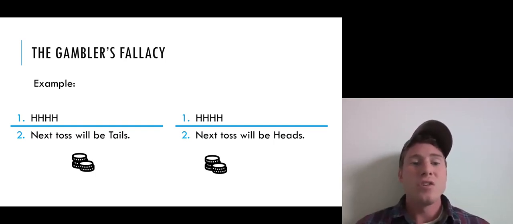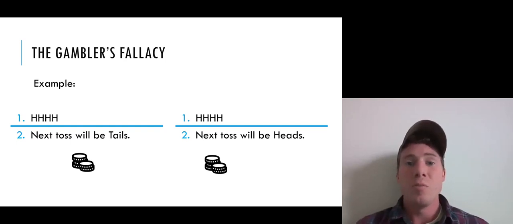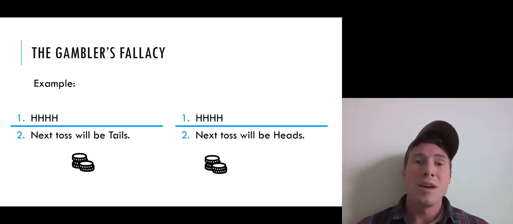That is, this argument on the left will lead from a true premise to a true conclusion about 50% of the time. Same with the argument on the right. It'll lead from a true premise to a true conclusion about 50% of the time. So we should be assigning these the same inductive probability. But if we fall prey to the gambler's fallacy, we'll assign them different inductive probabilities. We'll assign more inductive probability to the argument on the left.